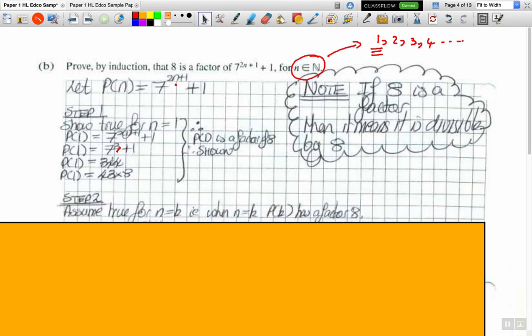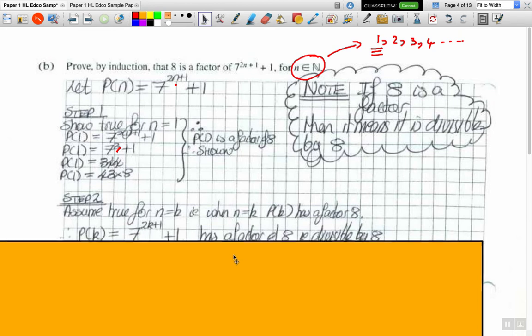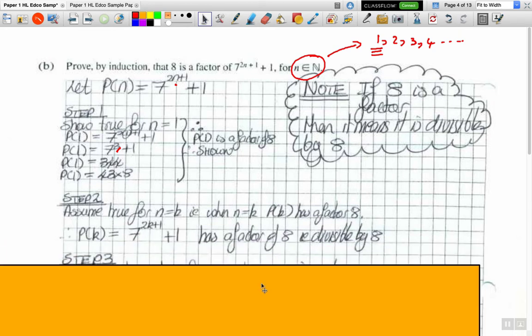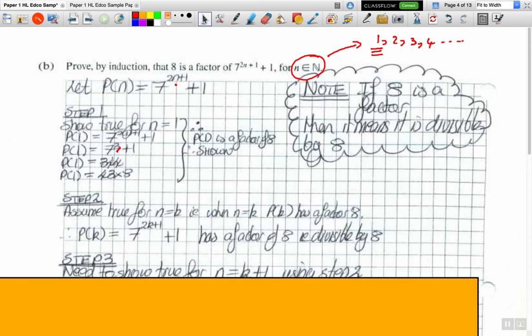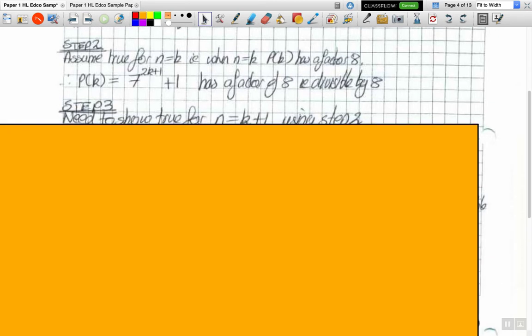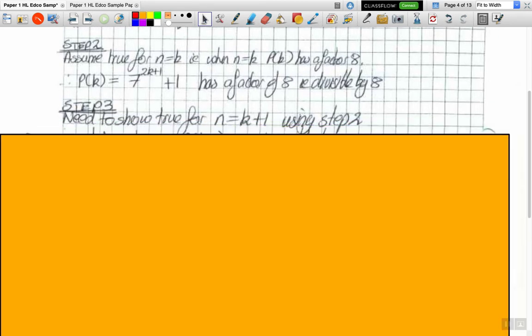Now, assume true for n equals k. So what are we assuming true? We're assuming that P(k), when n equals k, that the expression has a factor of 8. 8 will divide into it. So we're assuming this 7 to the 2k plus 1, plus 1, has a factor of 8, and so on. Now, getting on to step 3, we have to show that this is also true for n equals k plus 1.